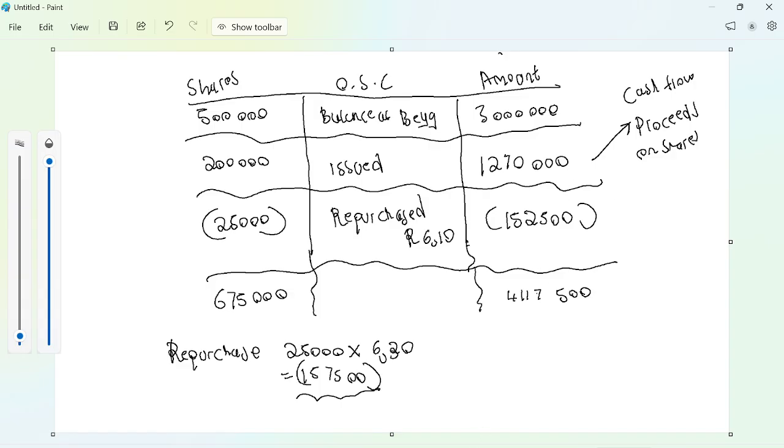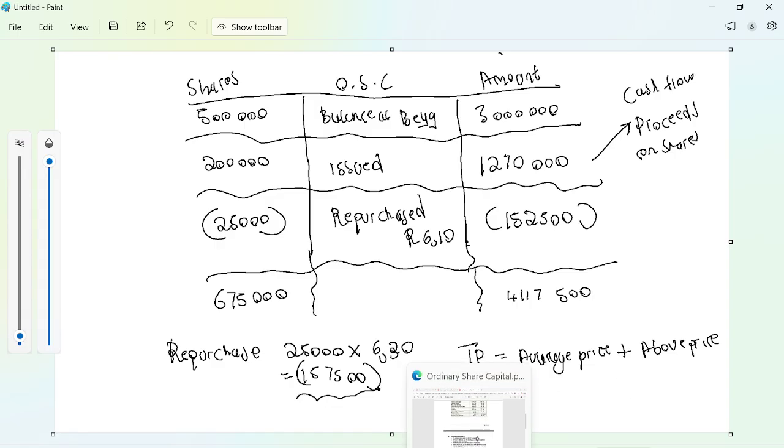Always make sure, guys, don't forget these formulas. When you're writing in a question paper, always write this formula down. The total price that is going to the cash flow is equal to the average price, which is this one, plus the above price that is going to the retained income note. If you write this formula, you're going to get everything correct.